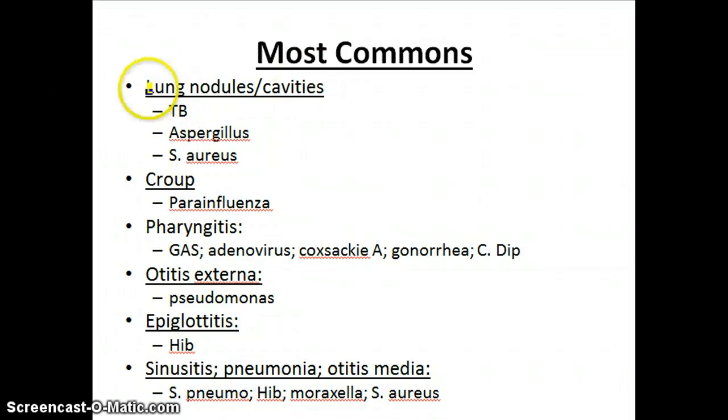Most commons, let's kind of run through some of these. All right, if you see lung nodules or cavities, you want to start thinking these 3. Have those in your differential. You see croup, it has a barking cough, it's parainfluenza. No questions asked.